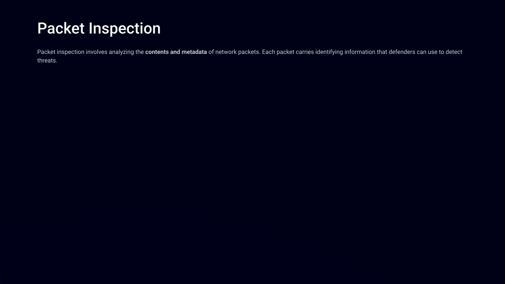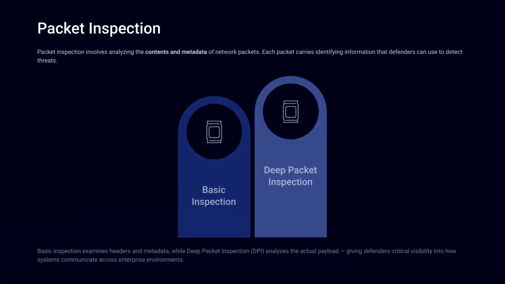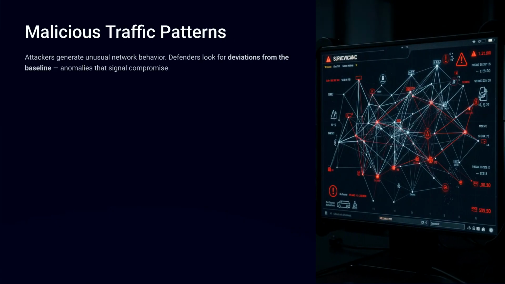Packet inspection involves analyzing the contents and metadata of network packets to detect threats. Basic inspection looks at headers and metadata, while deep packet inspection, or DPI, analyzes the actual payload, offering critical visibility into system communication. Malicious traffic patterns reveal deviations from the baseline.